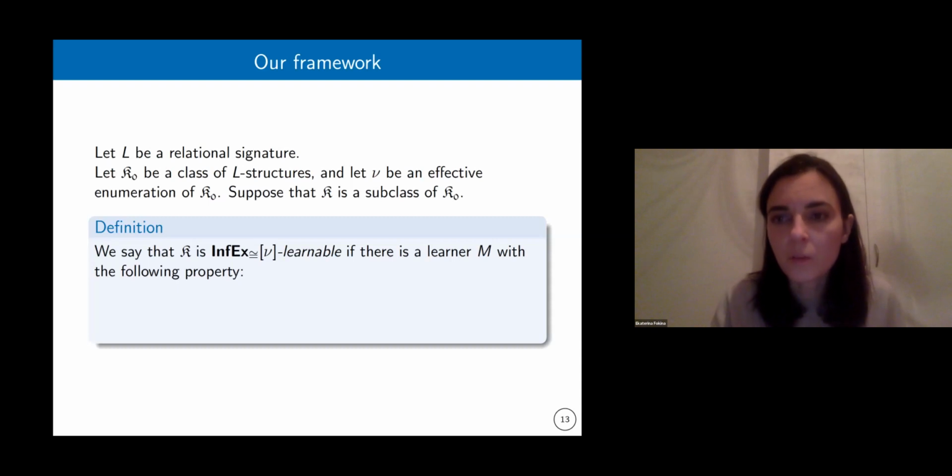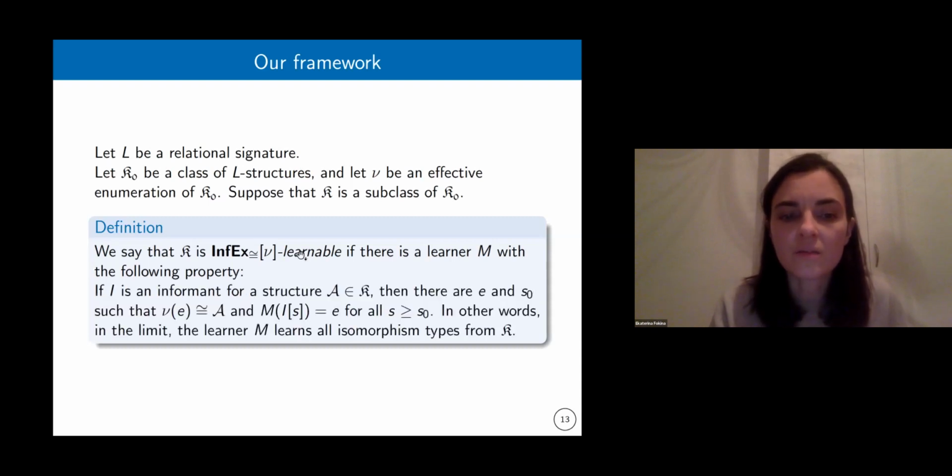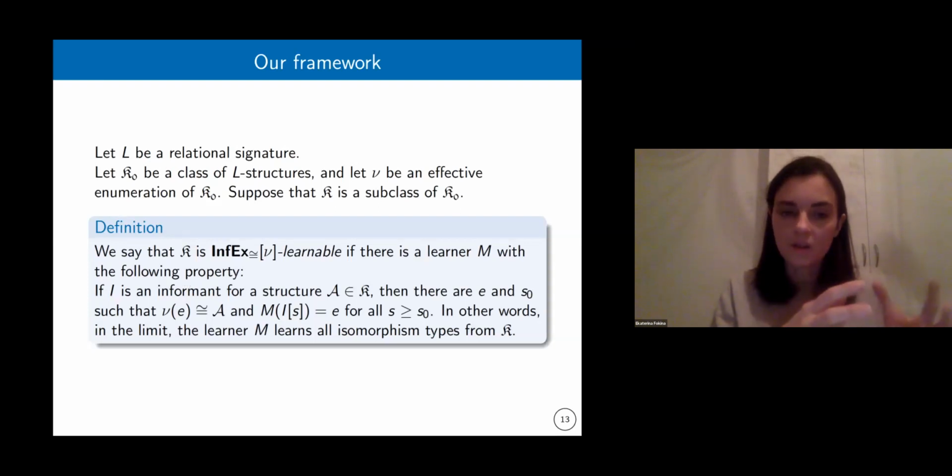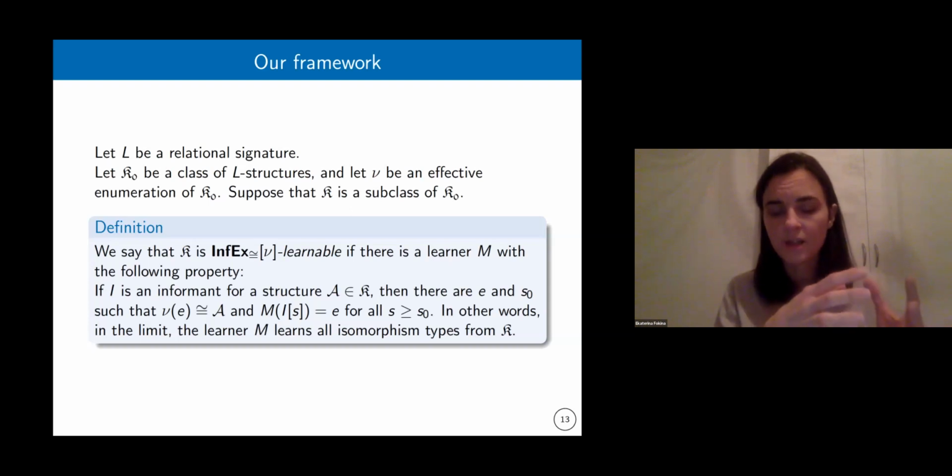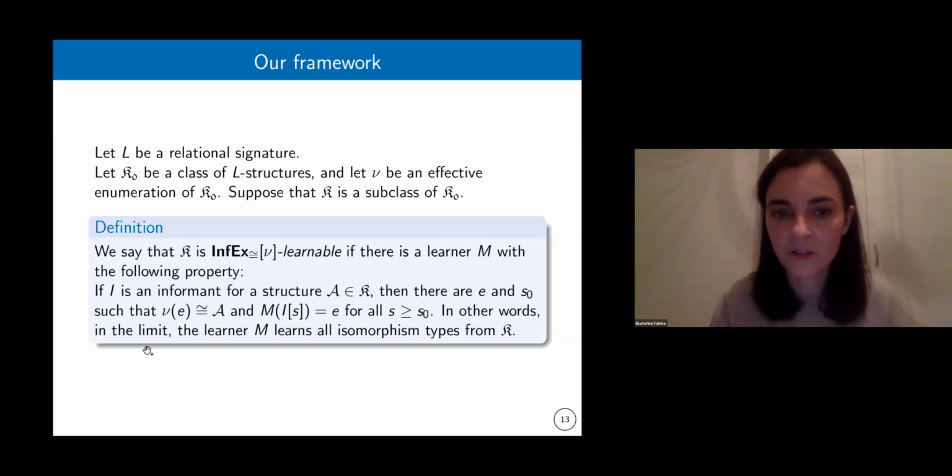Then, formally, we say that our class is learnable if we have a learner, a function that receives these finite pieces of information, both positive and negative, for some structure, and from some point on starts outputting a correct hypothesis as interpreted by this enumeration. So the structure with the index E in the enumeration is isomorphic to our structure A.